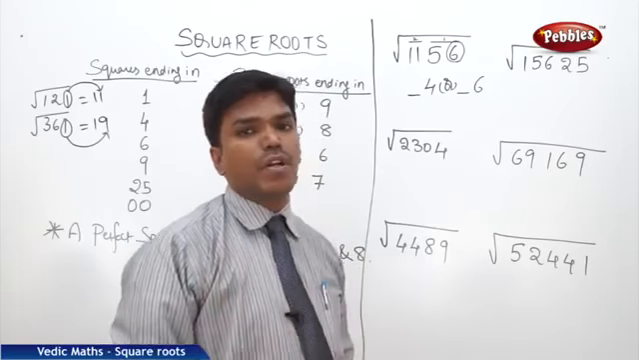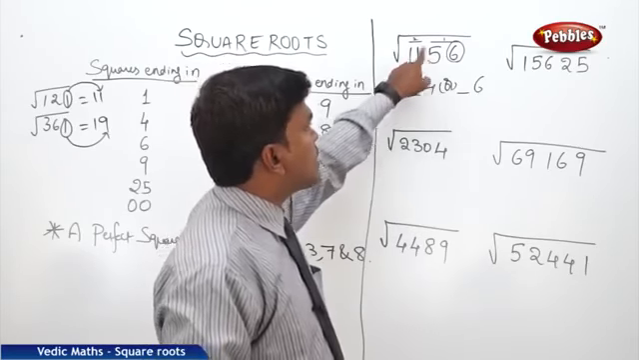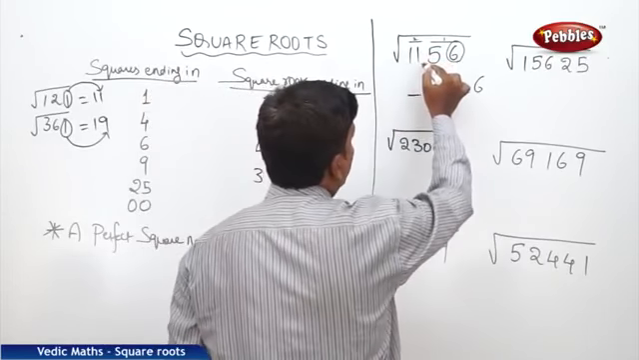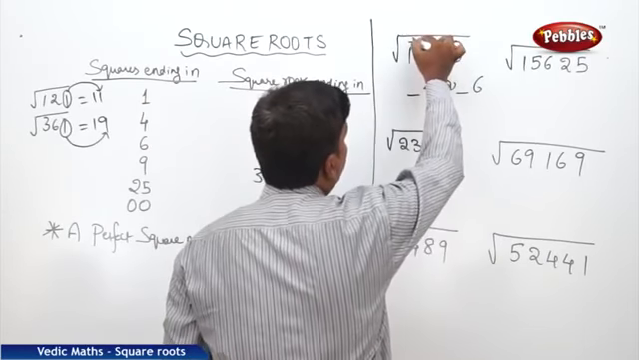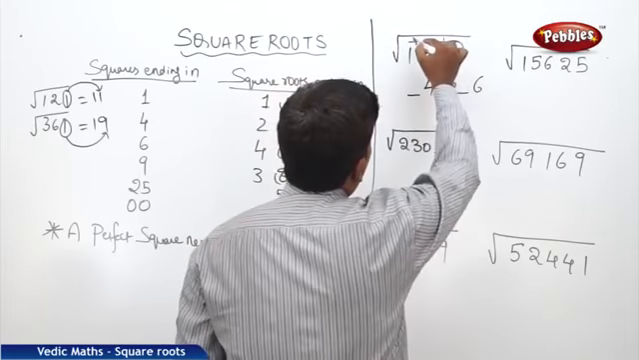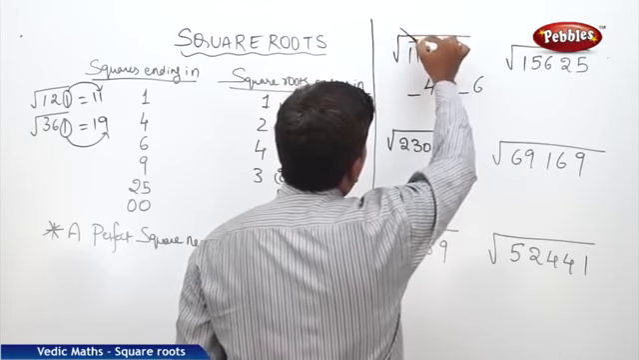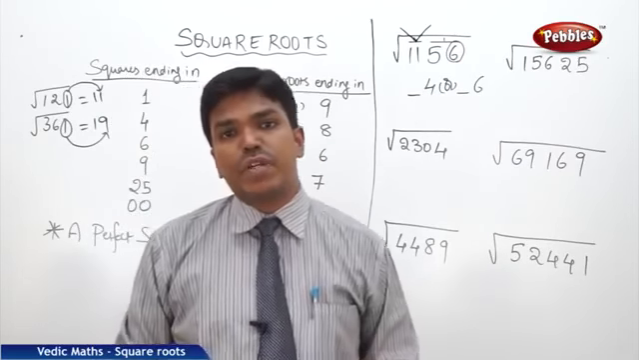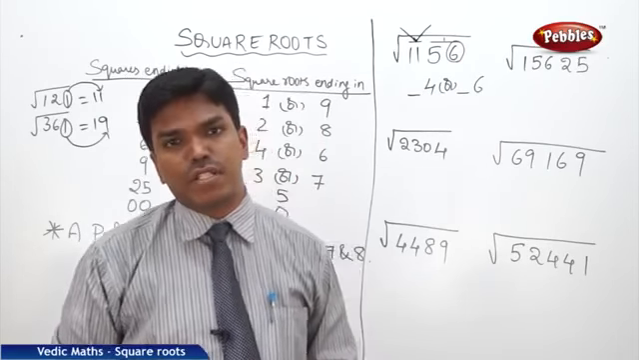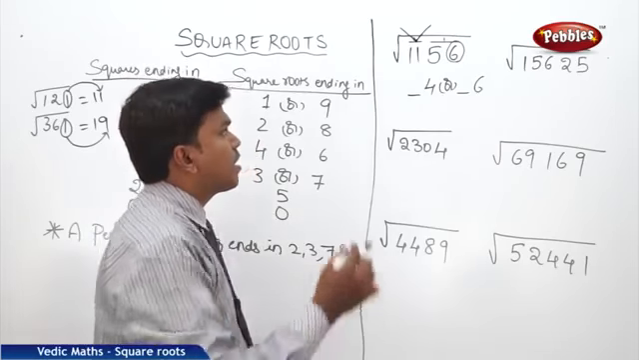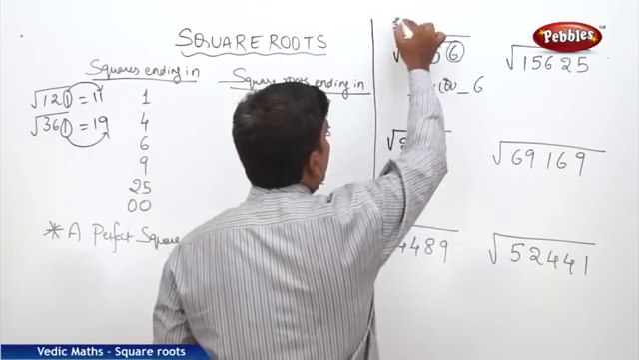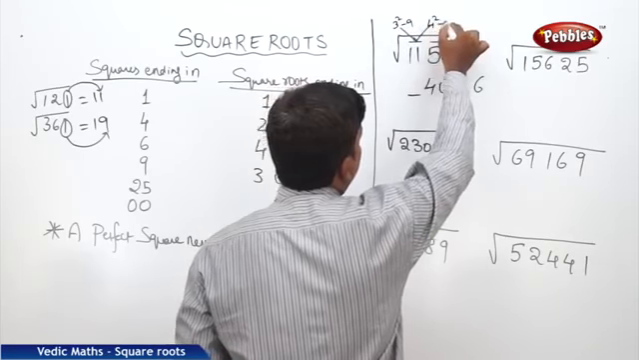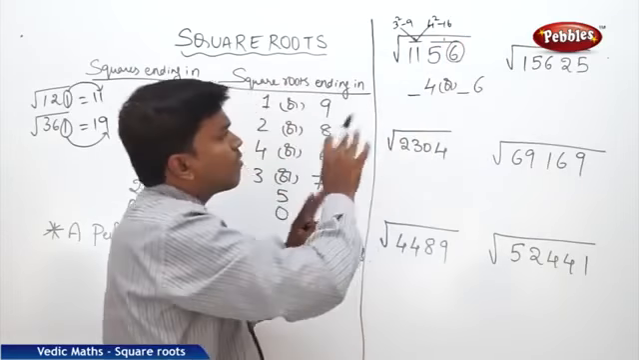To find the left side part of the answer, go for the second partition of the given square number. What is the second partition here? 11. Yes or no? First of all, you tell me, 11 comes between which square numbers? It comes between 3 square and 4 square. Yes or no? 3 square is 9, 4 square is 16. So 11 comes between 3 square and 4 square.